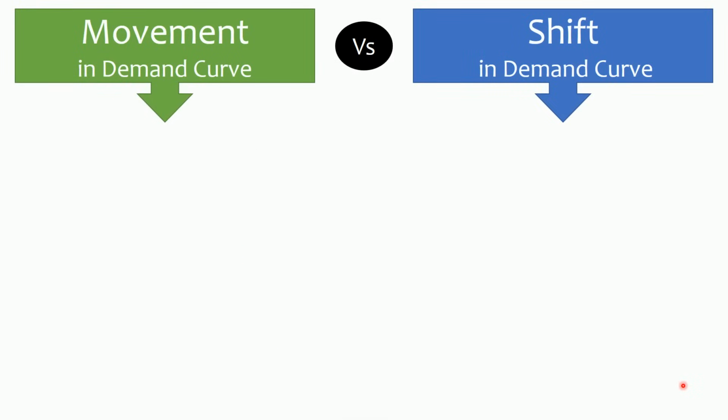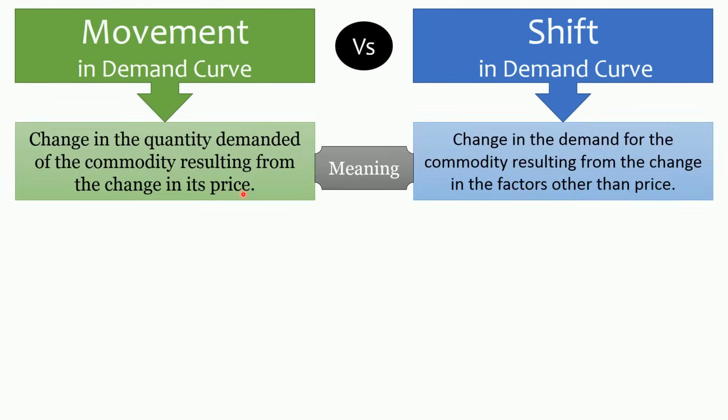Now come, let's discuss the difference between movement and shift in demand curve. The first difference is, the movement in demand curve takes place when the changes in quantity demanded are associated with the changes in the price of the commodity, whereas the shift in the demand curve occurs due to the changes in determinants other than price, that is, consumers' expectations, changes in taste and preferences, changes in the income levels of the consumer, change in the price of related goods, etc.